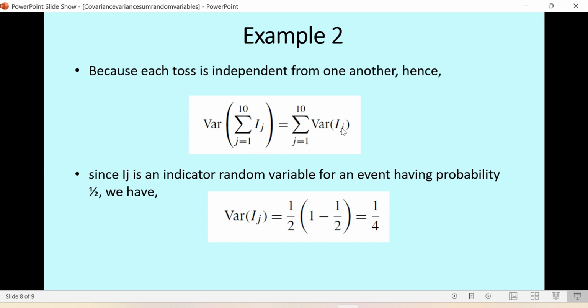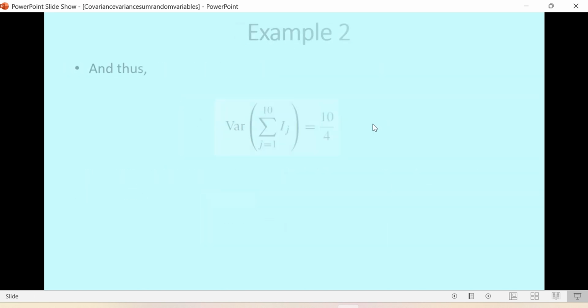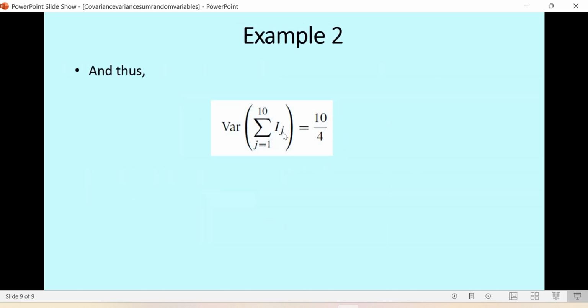For this random variable, which is binary, the variance is p times 1 minus p. So this is 1/4. Then we multiply together for 10 such tosses, and we get the result 10/4.